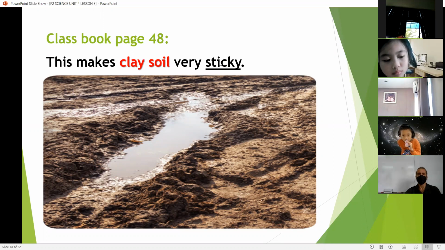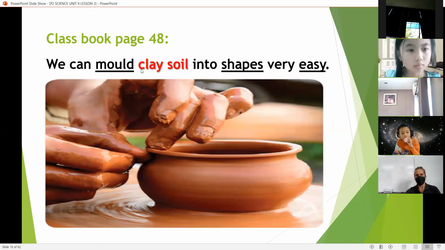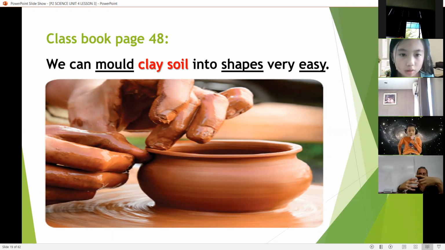So this makes clay soil very sticky. And because clay soil is very sticky, we can mold clay soil into different shapes. Very easy.